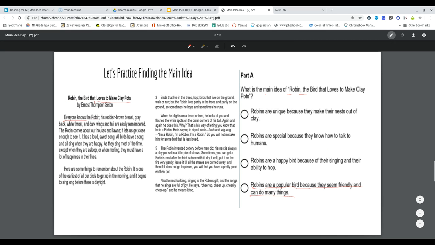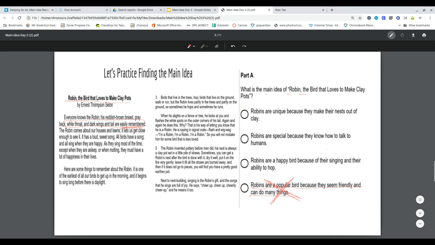But the reason that everyone knows about them is because of their appearance. He went on to describe their appearance and said that the reddish brown breast and the gray back were things that caused the bird to be easily remembered. So this answer choice doesn't even have correct information that was presented in the text. So it's not the correct answer.